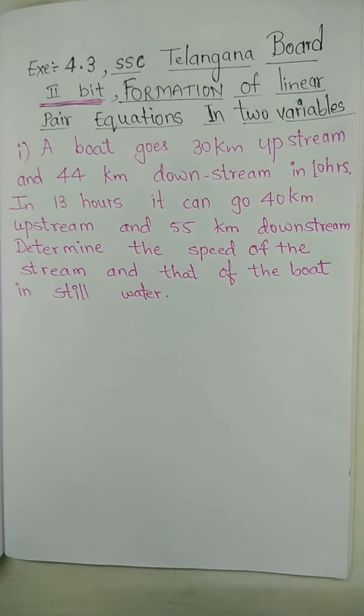Today I have brought the second part of the 4.3 exercise for you. The first part I have explained in my previous video. In this exercise we have to solve problems based on converting non-linear equations into linear equations by some substitutions. After that, we solve the equations by the elimination method, then again resubstitute the value of the alphabet which we have considered. By that you will get the value of the variables.